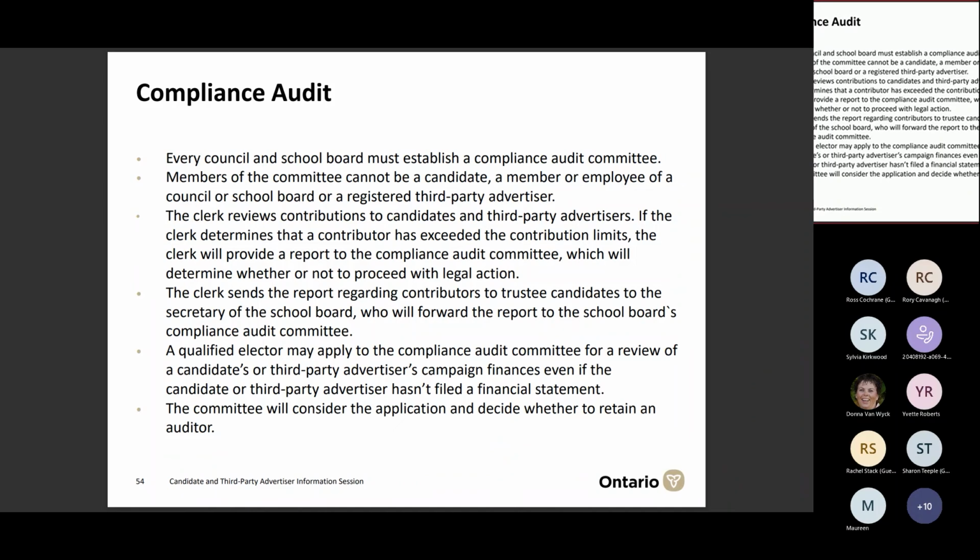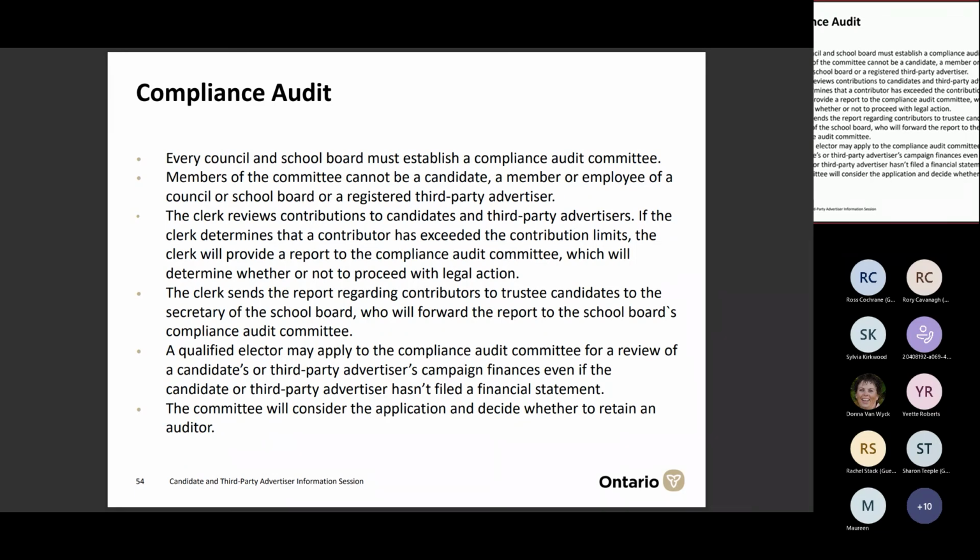The clerks are to review contributions and to prepare a report for consideration by the compliance audit committee if a contributor appears to have exceeded any contribution limits. This process is related to reviewing contributions as reported on the financial statements, and it is not connected to the compliance audit process. So if it's apparent to the clerk that a contributor has exceeded one or more of the contribution limits, the clerk would report this to the committee.